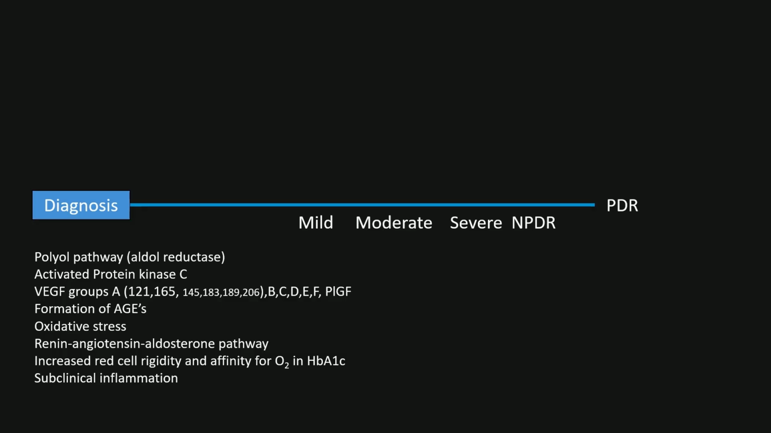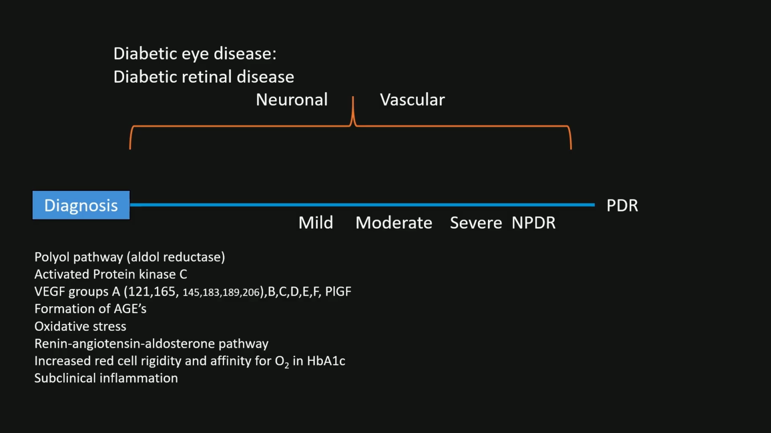The biochemistry of diabetes is actually very complicated, indicated by the large number of mechanisms that are listed here. But all of these, in various proportions, lead to diabetic eye disease, and a subset of that is diabetic retinal disease, which is now understood to be both neuronal and vascular in nature. And the treatments for proliferative diabetic retinopathy we know.